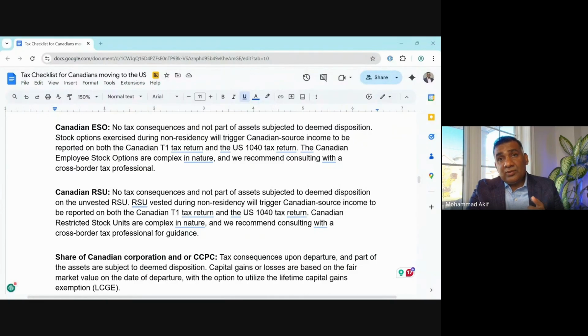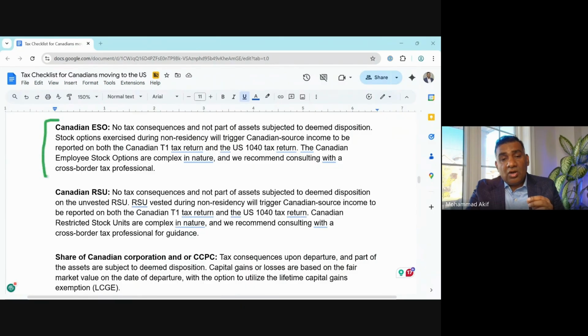And let's say, for example, if they're capital gains, once you do sell them, that's additional reporting, right? So make sure if you have Canadian employee stock options, talk to a professional before you leave. This is very important, because it's to understand how this is going to work.